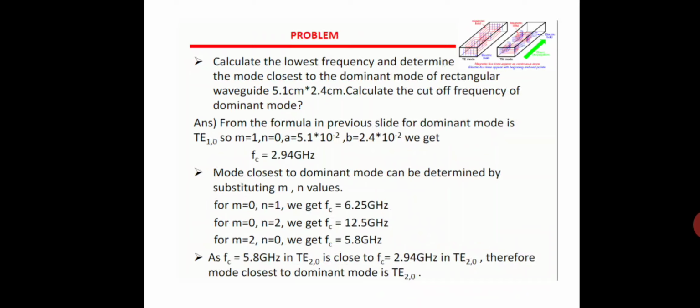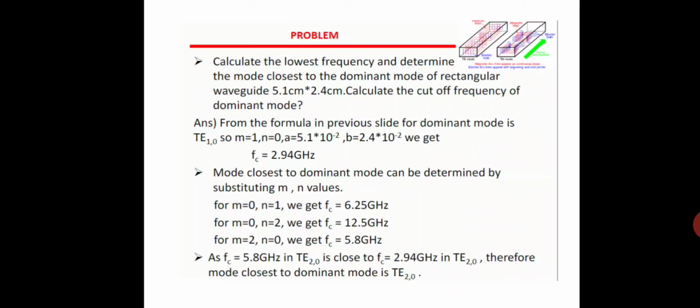So this is a part of numerical. Calculate the lowest frequency and determine the mode closest to the dominant mode of a rectangular waveguide, whose dimensions are 5.1 cm and 2.4 cm. Calculate the cutoff frequency of the dominant mode.